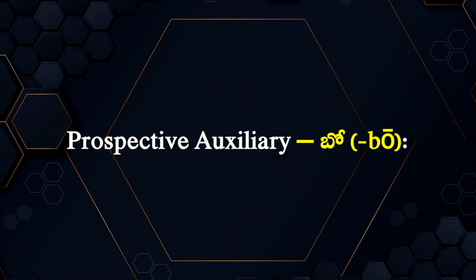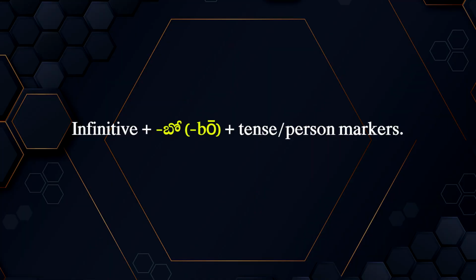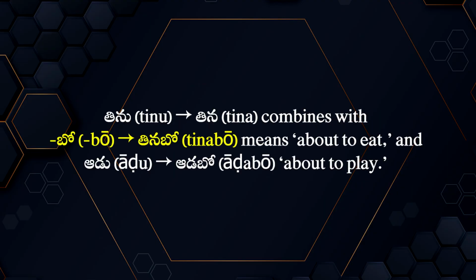Next one, prospective auxiliary bo, to express an imminent or about to happen action. Telugu uses the auxiliary bo, a modified form of po. It follows the structure: infinitive plus bo plus tense or person markers. For example, tinu becomes tina, which combines with bo, finally tinabo. It means about to eat. And adu becomes adabo. It means about to play.